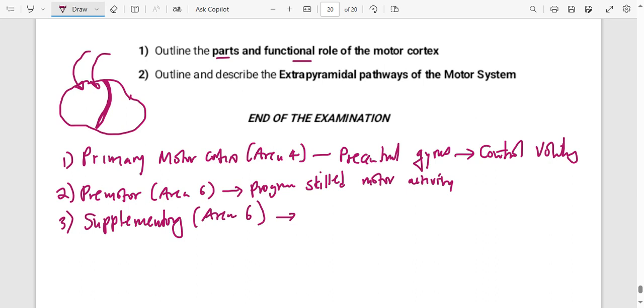Anyone? Okay. So this guy is also involved in planning motor movements. And then any other area? Any other? Broca's area, is it motor or sensory? So you can also mention Broca's area. This is area of motor planning, when to plan and also to prepare for movements, like complex movements.